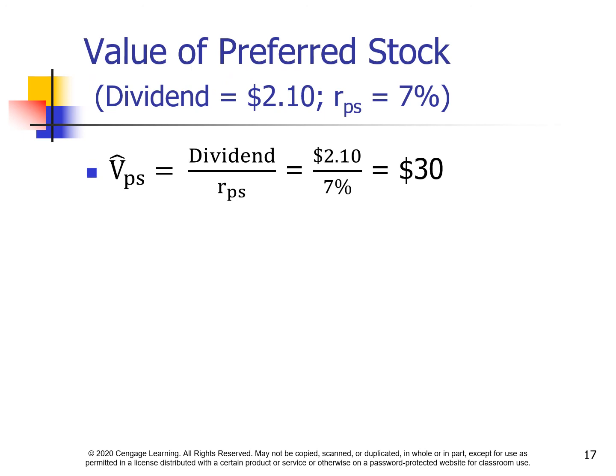The value of preferred stock can be expressed in the following formula. The price is the dividend divided by the required rate of return of the preferred stock.